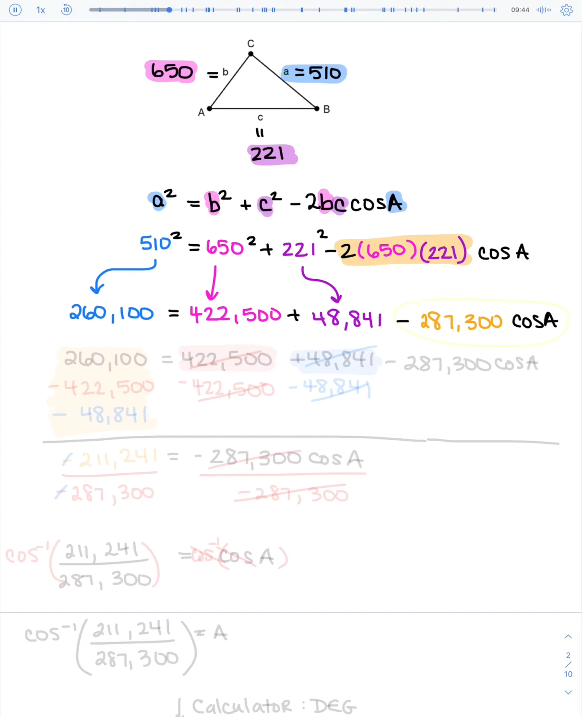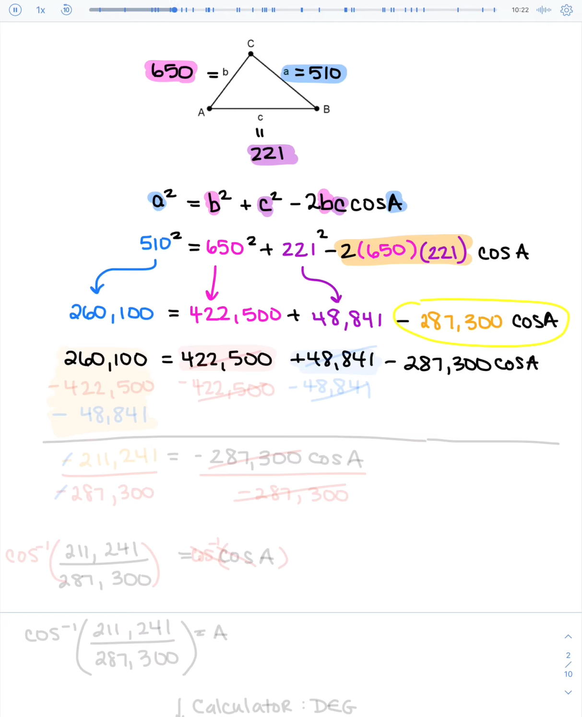So the goal here is we need to get this cosine piece by itself first before we can do anything. So let's see how we're going to do that. Let's take a look at what we've got so far. We've got 260,100, and then we've got 422,500. We've got our 48,841. And we've got our minus now, 287,300. That's attached to our cosine of A, and that's what we're trying to get by itself.